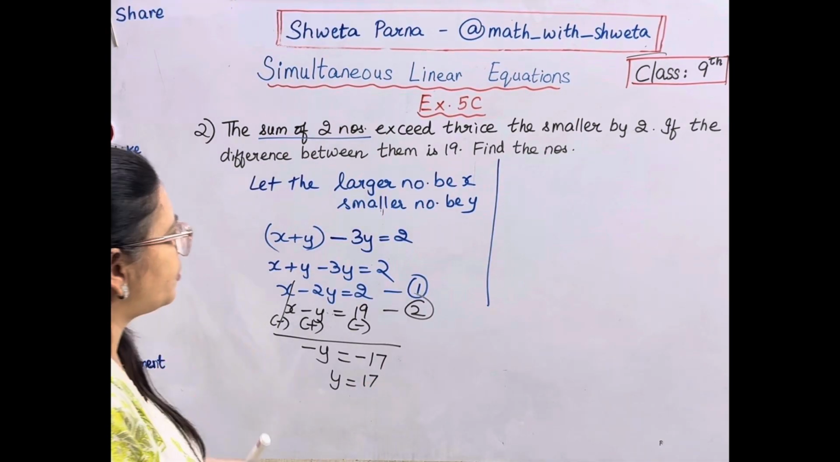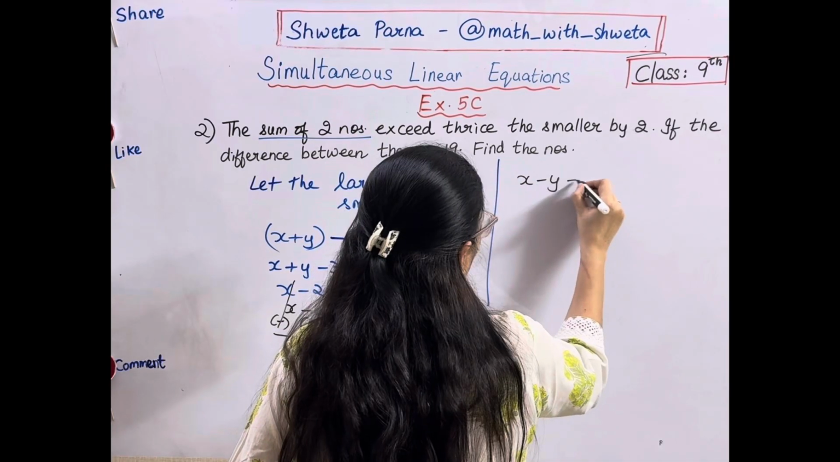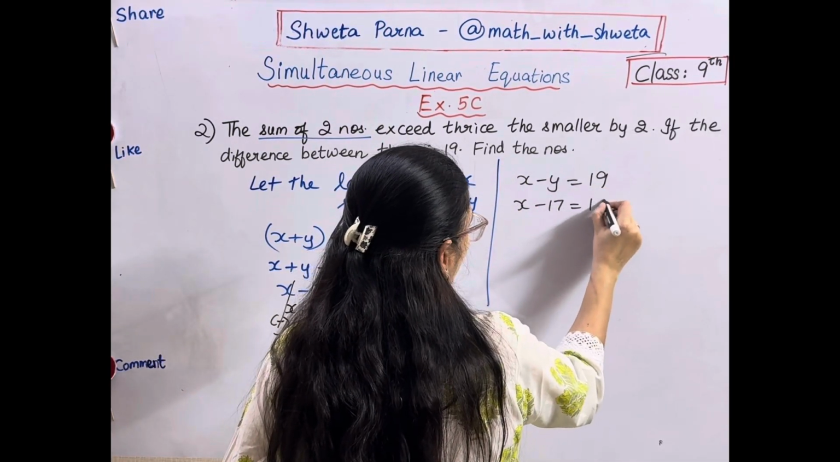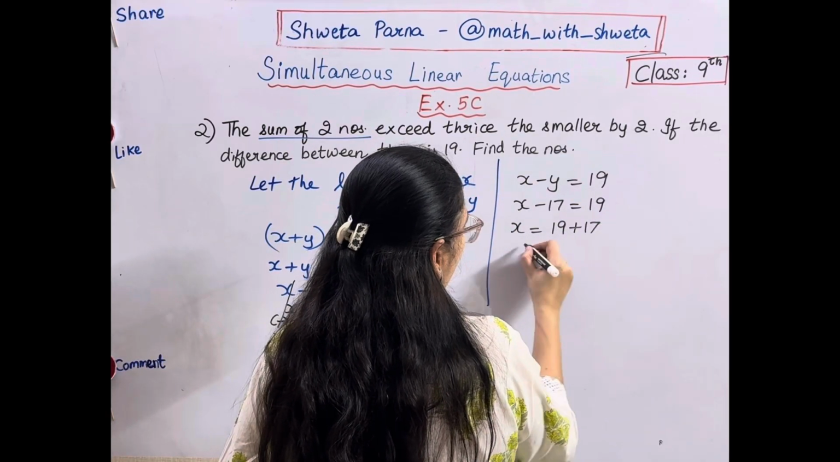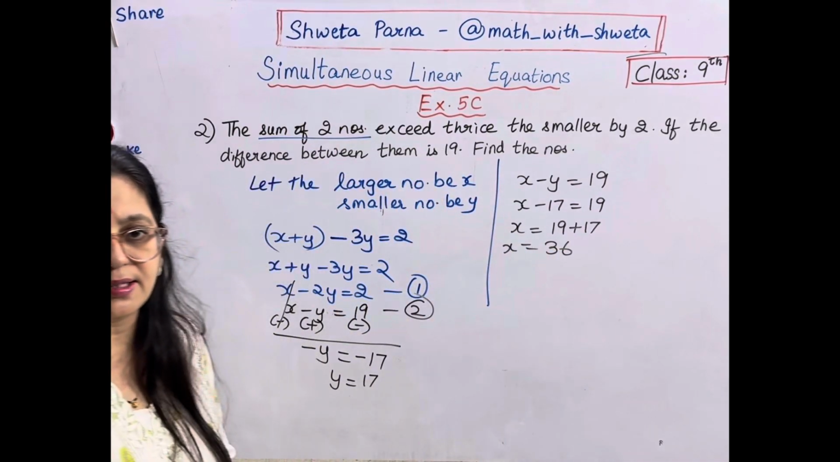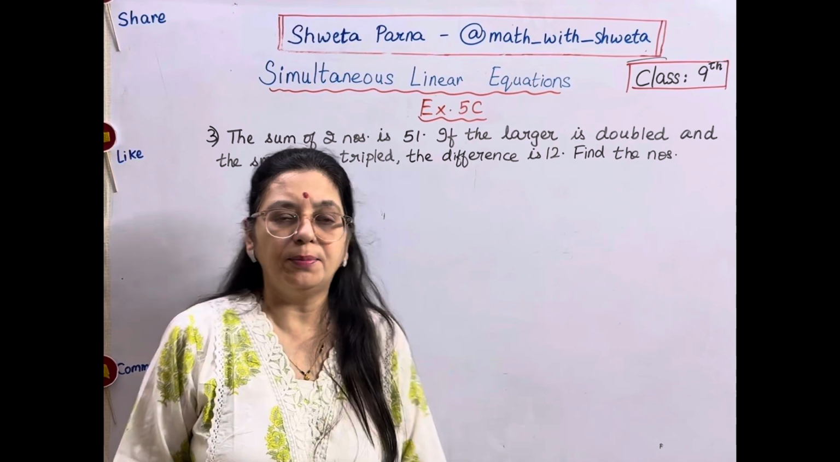Okay. Now let's substitute it in any of the equations. So x minus y is equal to 19. x minus 17 is equal to 19. So x is equal to 19 plus 17, which is 36. So x is equal to 36. I hope it's clear. Come on, let's go to the next one. Let's go to question number 3, children.